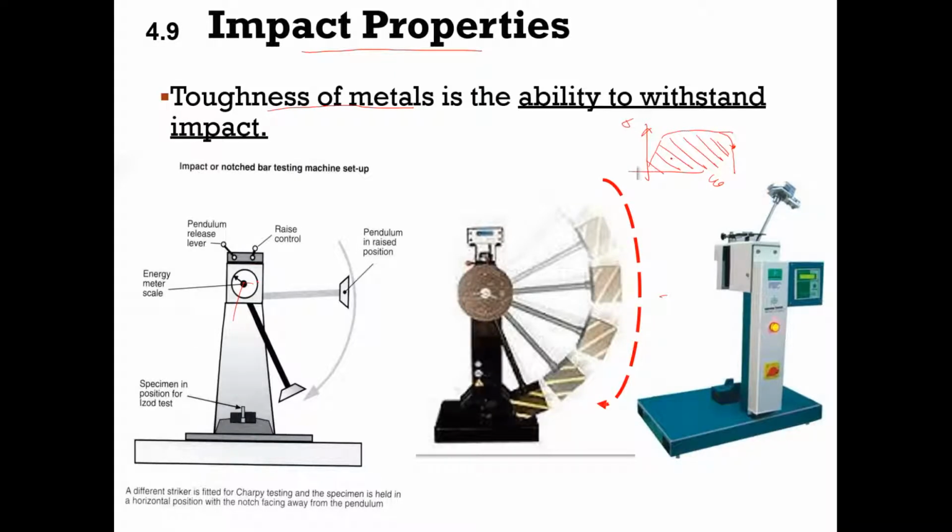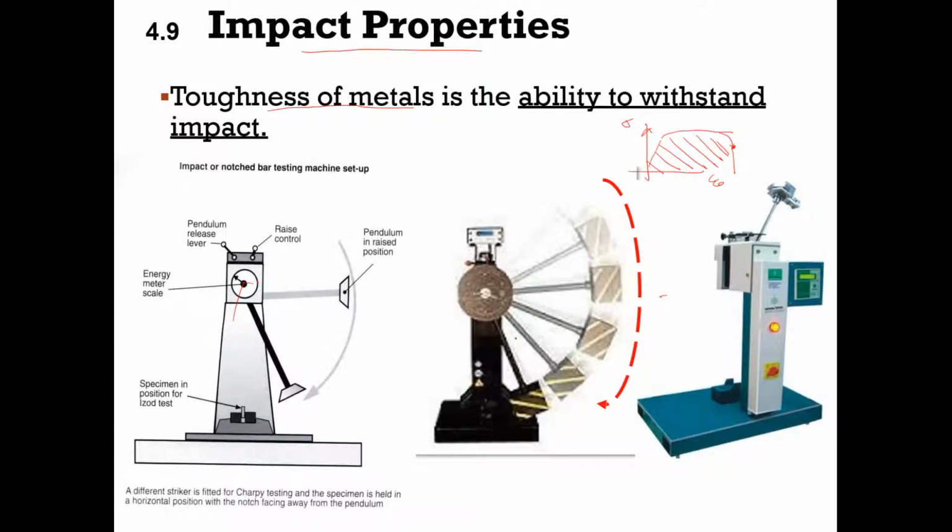What does it mean? It means that in this area the metal is able to withstand an impact. So this is the relation between the impact properties and the toughness of your material. So how do we measure the toughness of that material with impact testing? We use this machine, which we call an impact testing machine.